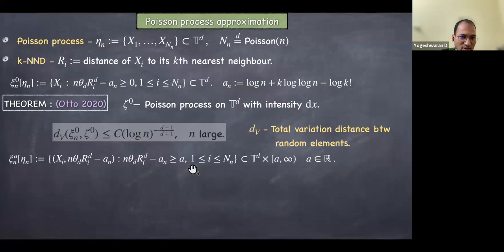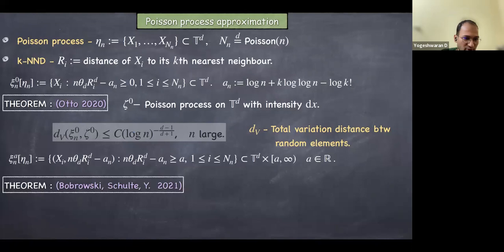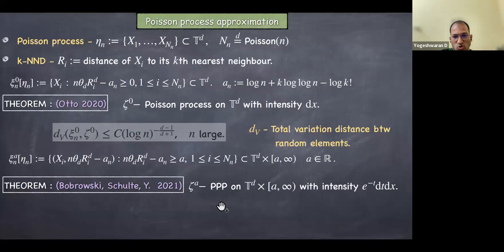This is a point process in the torus times a subset of the real line. Okay, points and the scaled distances. Okay, this is what it is. What do we show? That is Bobrowski, Matthias Schulte, and myself. You again look at a suitable point process, now not on T^d, but T^d times (a, infinity) also. Okay, so you look at a point process on this full space.